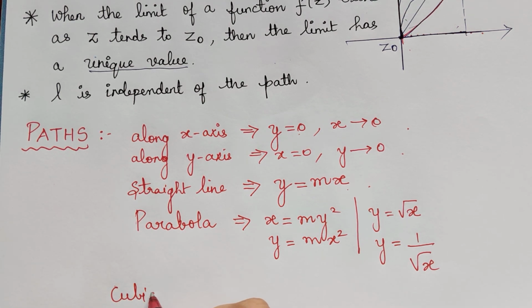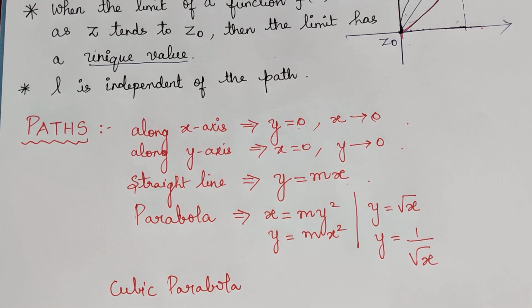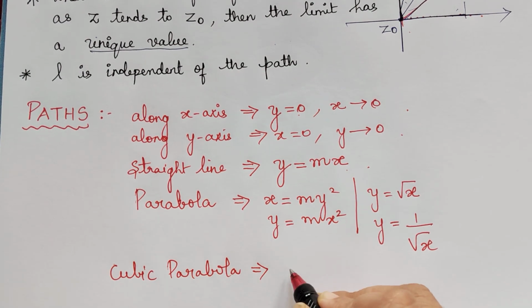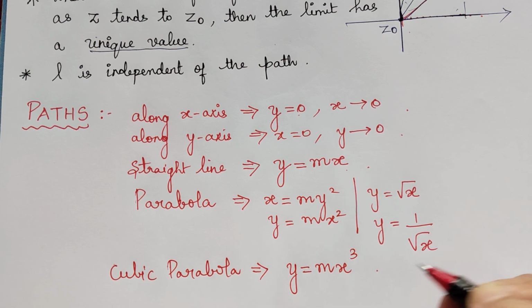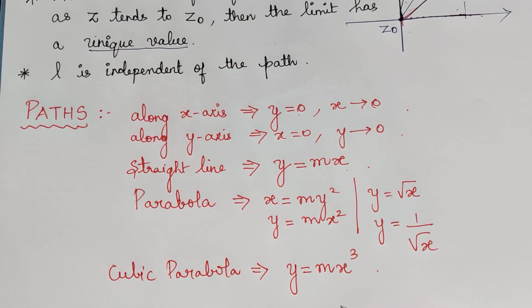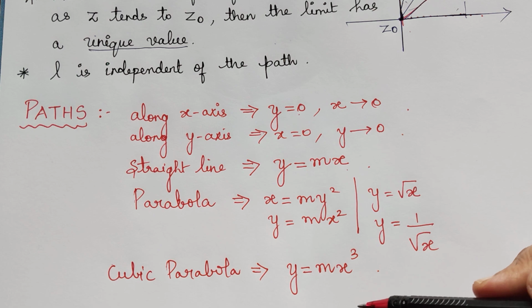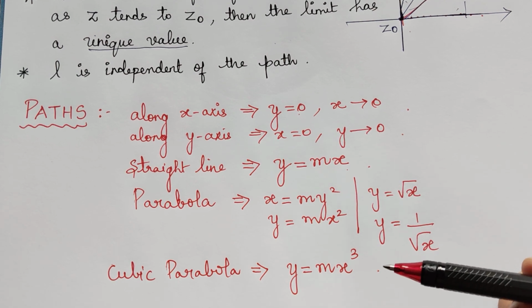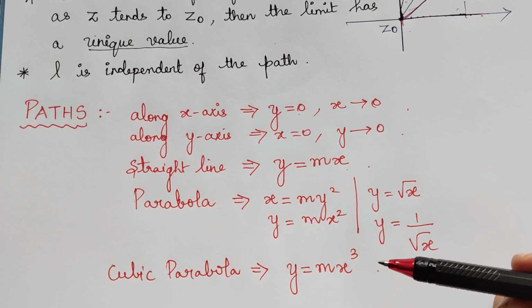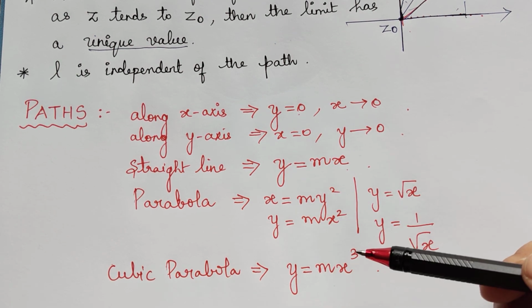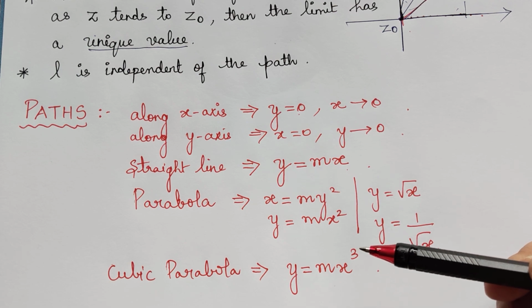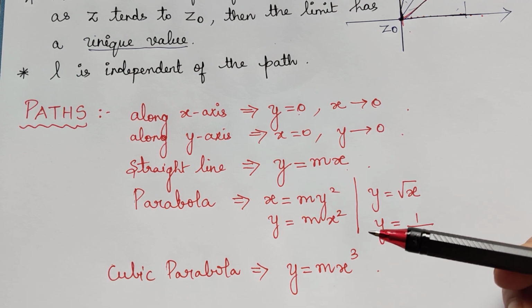We call it a cubic parabola, which will be y is equal to mx cube. It can be of this type also. So we can imagine different paths so that z can reach z naught using different paths. But if the limit exists, all the limits will be unique. If the limit is not unique along these paths, then it implies that the limit does not exist.